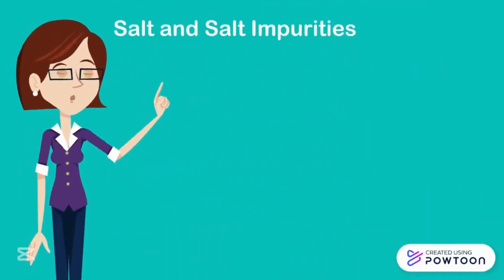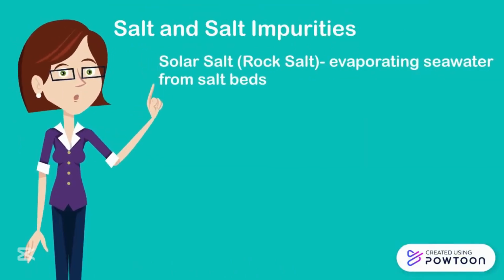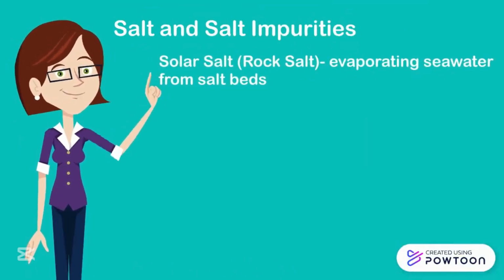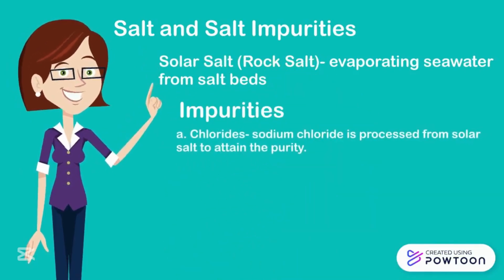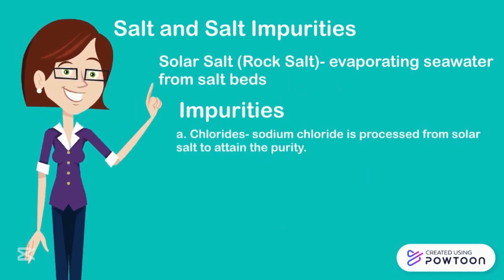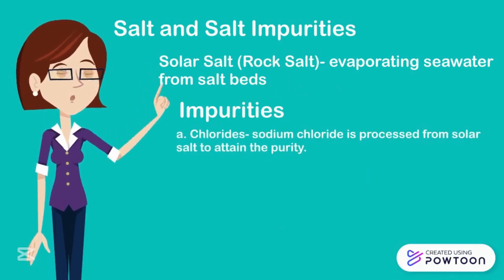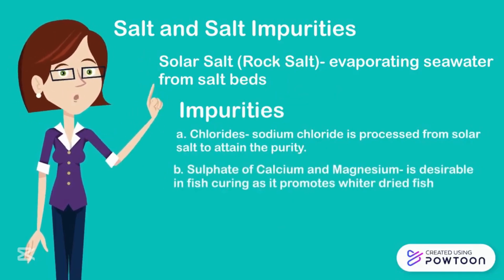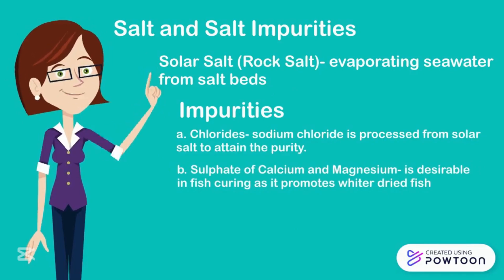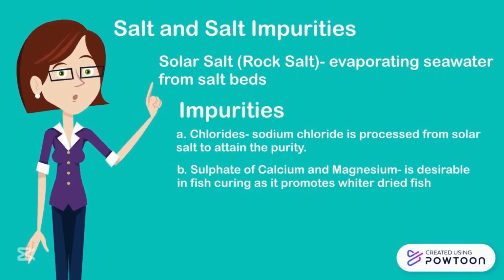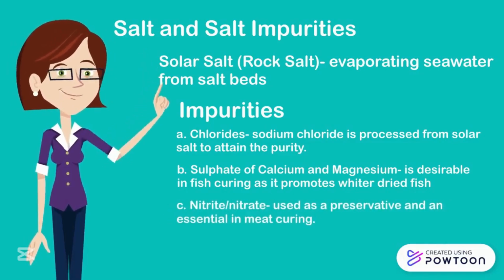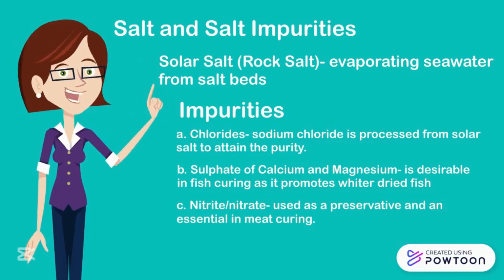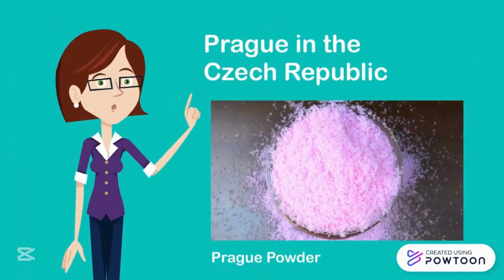Salt and salt impurities. Solar salt or rock salt, evaporating seawater from salt beds. Impurities: chlorides. Sodium chloride is processed from solar salt to attain purity. Sulfate of calcium and magnesium is desirable in fish curing as it promotes whiter dried fish. Nitrite or nitrate used as a preservative and an essential in meat curing.